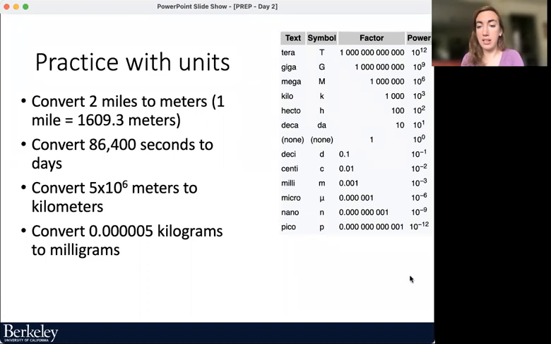Okay, I think most people, if not everyone, are back. So I'm going to go through the solutions.